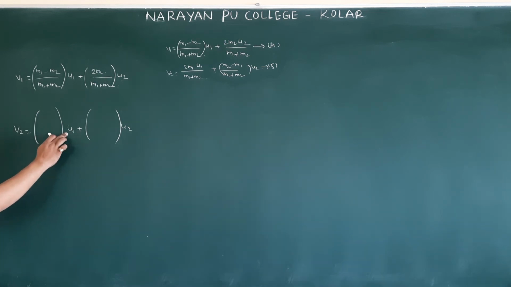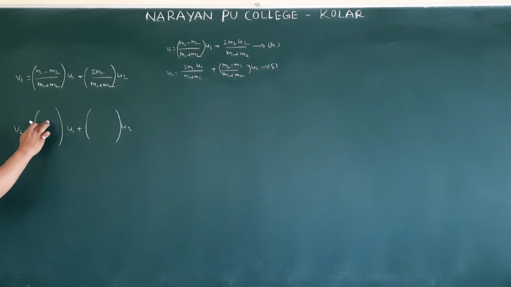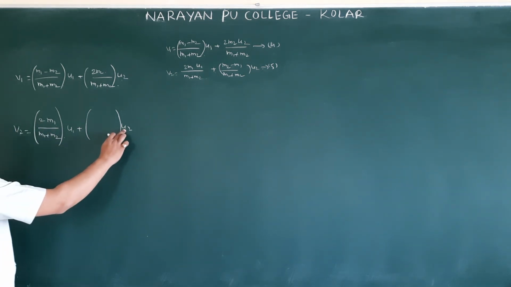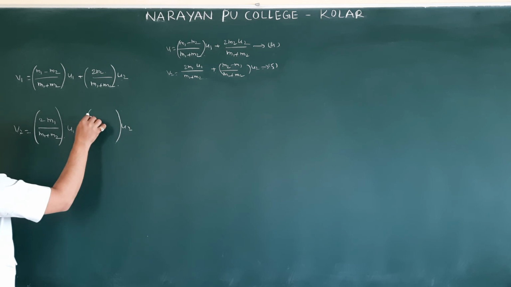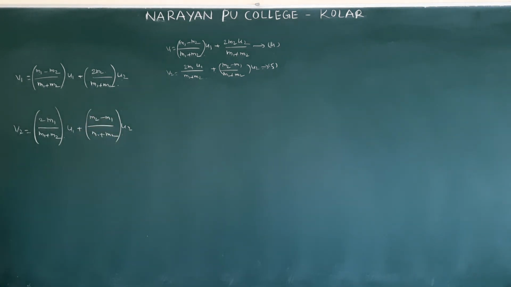Next, here U1. Whenever U2 is coming, M2; U1 is coming, M1 will come. M1. This is the second equation, V2. Therefore, take 2 here. Just how to remember, that is your wish. Then finally, the denominator will be M1 plus M2. Again, here what is coming? U2. U2 came, so M2. Therefore, here M2 minus M1 by M1 plus M2. Because it is very difficult to derive the equation all the time. Just use simple logic, in your own way, how you are able to remember these equations, that is important.